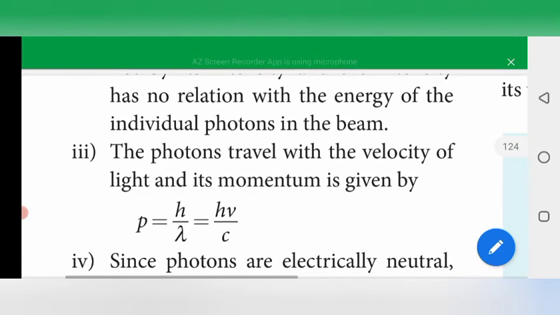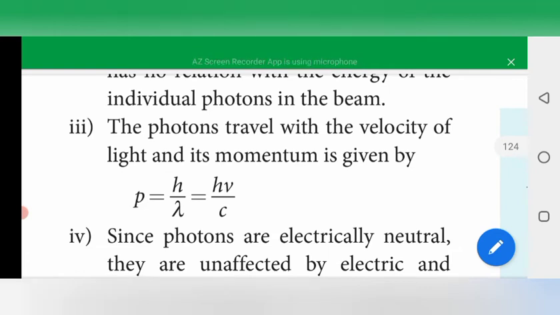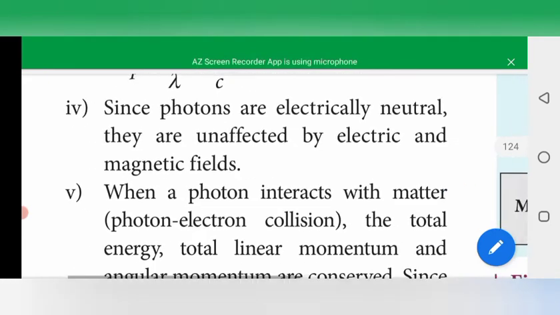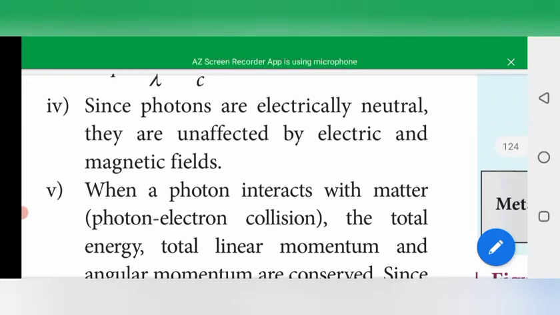And the third one, the photons travel with the velocity of light, and the momentum is given by, as I already told you, equating the two energy levels, E is equal to mc square and E is equal to h nu, and you will get mc is equal to h nu by c. So mc is equal to p, so p is equal to h nu by c. And the fourth one, the photons are neutral and are not affected by electric and magnetic fields.